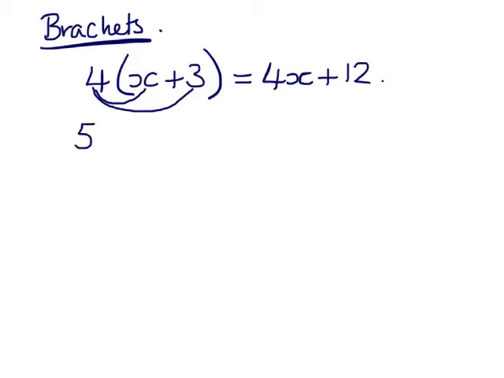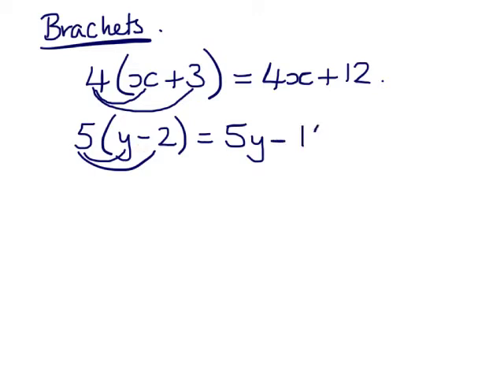If we have an example where there's a different letter, y, makes no difference, 5 brackets y minus 2, we're still going to multiply this thing here by these two things. No difference at all. So 5 times y is 5y. 5 times 2 is 10, but notice there's a minus here. That's the only thing that changes. So it's going to be minus 10, or take away 10.